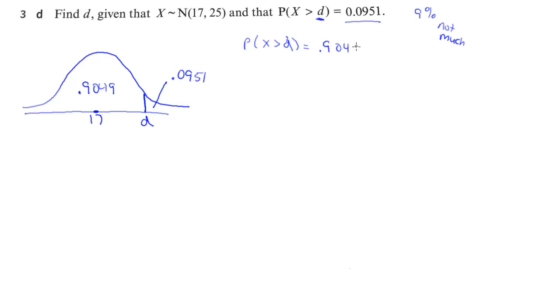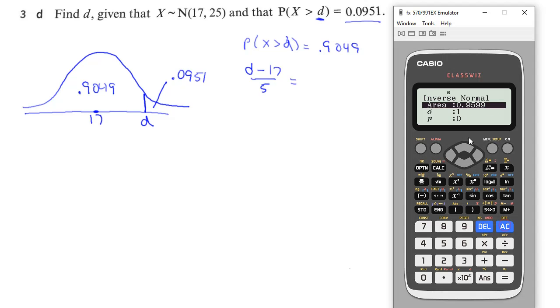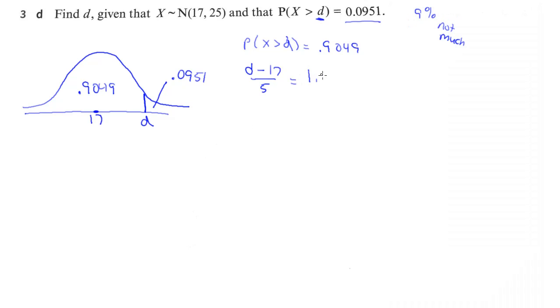So when I go over and set this up, I'm going to make z-score equal to z-score. And that's going to be d minus 17 over 5 is going to equal to, and what I'm going to find now is what is the value that has 0.9049 to the left of it. And you'll find that it's 1.31. And then all I've got to do is multiply both sides by 5 and then add 17. And I'm going to find out that I'm going to get 23.5 for d. All right, let's take a look at the next one.